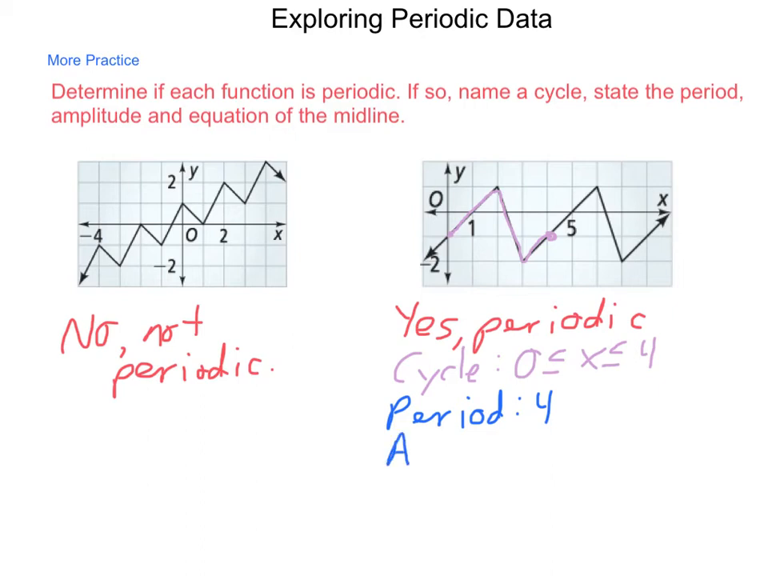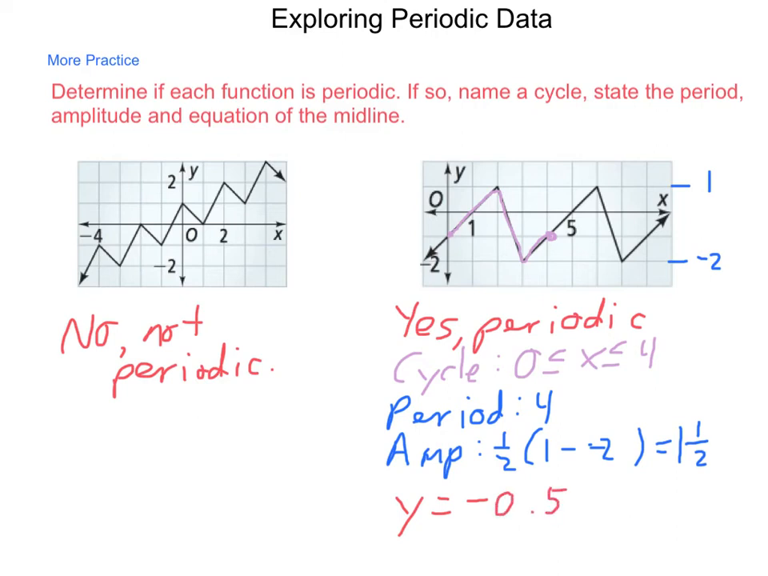My amplitude will be 1/2 of the distance from minimum to maximum. Our minimum value is -2. Our maximum value is 1. So what is 1 minus a -2? Again, that's 3. This is coincidental. It's not always going to be that. But that means our amplitude has a value of 1 and 1/2. And our equation of the midline is y equals -1/2.